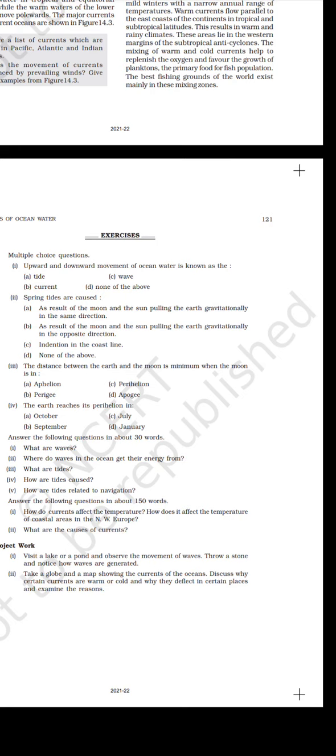Answer the following questions in about 150 words. How do currents affect the temperature? How does it affect the temperature of coastal areas in northwest Europe? What are the causes of currents?